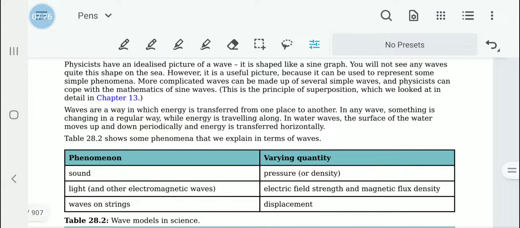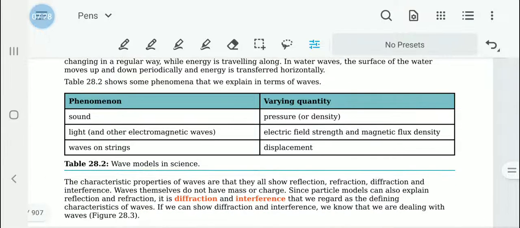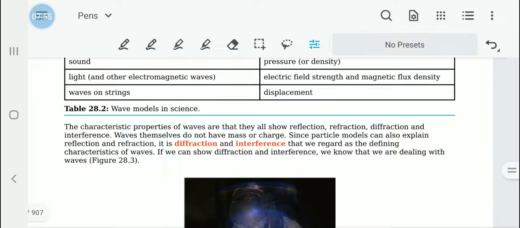So then, the phenomena and the quantity that varies in relation to a lot of things. Let's discuss. In sound, the pressure or the density is what changes. In light, electric field strength and magnetic flux density. We will be learning a little bit further about this later on. Then waves on strings, it is a displacement, and the particles of the string do not move along the string.